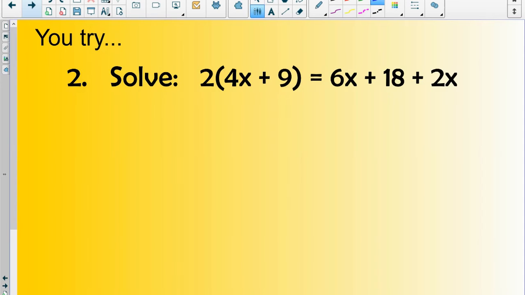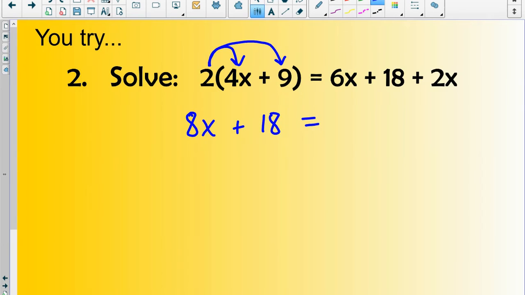All right, let's check and see how we did. The first thing I would do here is, starting on the left-hand side of the equation, I want to simplify what we have there. So we're going to start by distributing the 2 by multiplying it into the parentheses. 2 times 4x is 8x, and 2 times 9 is positive 18. I get 8x plus 18.